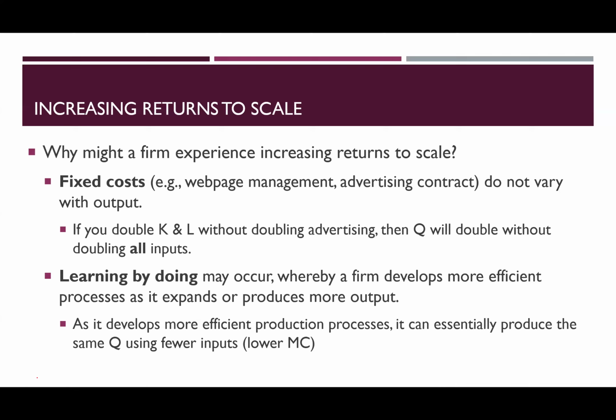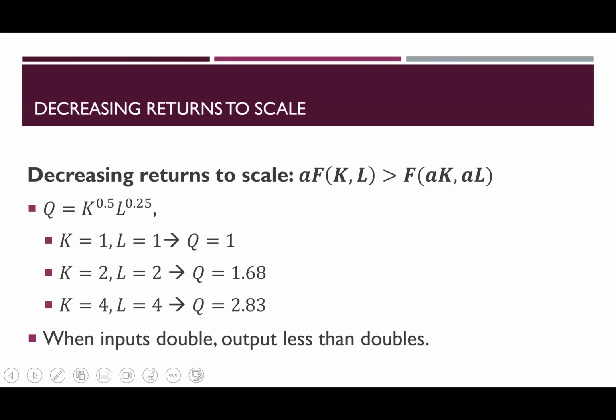We might also see this with learning by doing, where a firm develops more efficient processes as it expands or produces more. You experience this probably over the semester as you get to learn a new faculty member, learn what they expect from assignments, how to do certain skills, right? You get more efficient with it. So as a firm produces, as its workers produce, they learn how to do things more efficiently, and thus you get more output from the same number of inputs. So this looks like, in the aggregated data, increasing returns to scale.